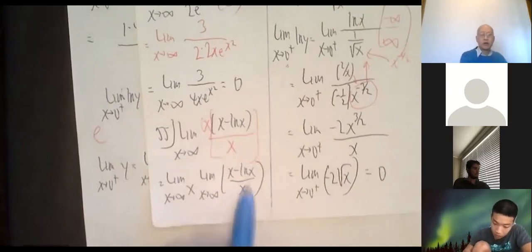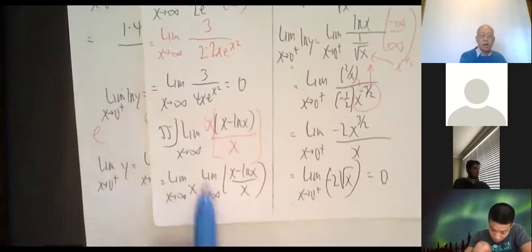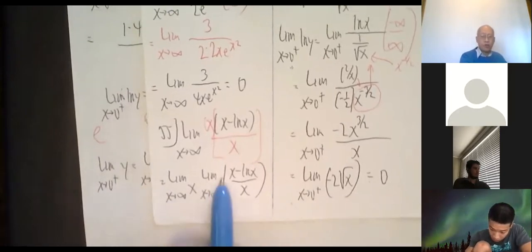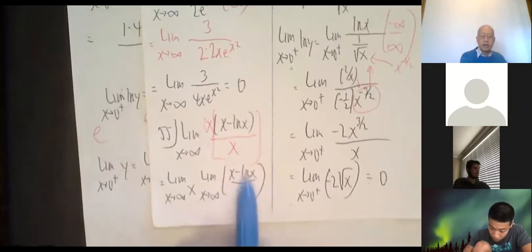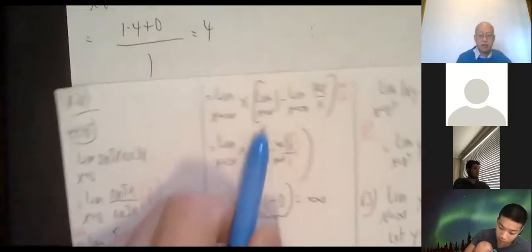Okay, so I'm going to rewrite the whole thing as follows now. I'll leave that alone. I'll write limit as x approaches infinity of 1 minus limit as x approaches infinity of ln x over x. That means it looks like this now.